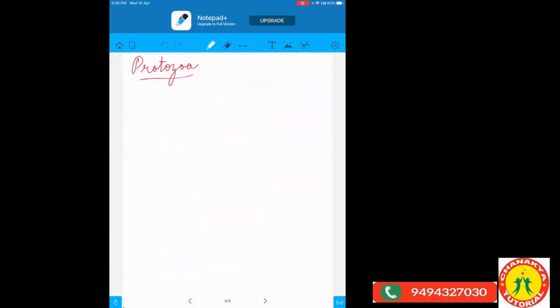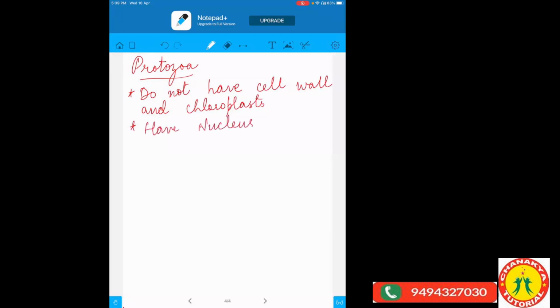Then protozoa, coming to the next one. Protozoa do not have cell wall and chloroplast, but they have the nucleus. Now, if they do not have cell wall and chloroplast, are they plant or are they animal? Ma'am, animal. Correct. So they are basically animals. Algae had the cell wall and the chloroplast, so they were plants. But protozoa have neither cell wall nor chloroplast. That is why they are animals, so they come under the animal organisms.